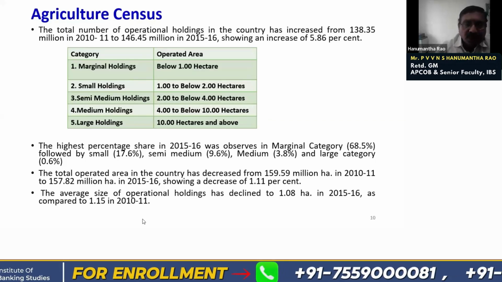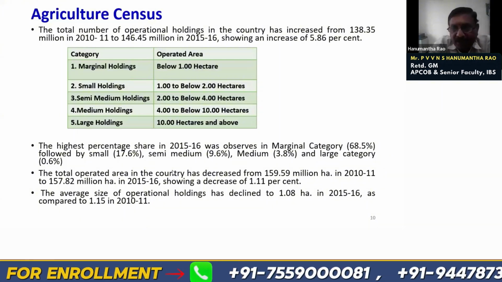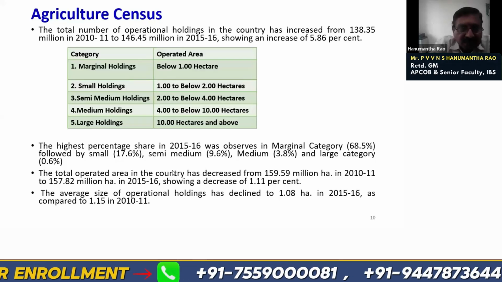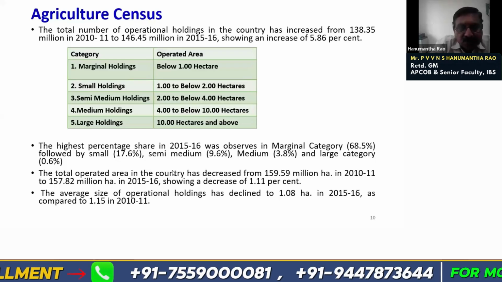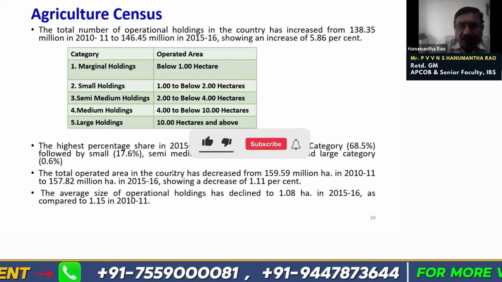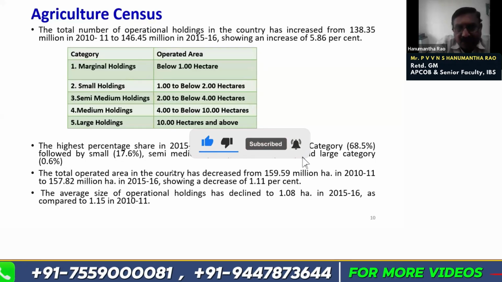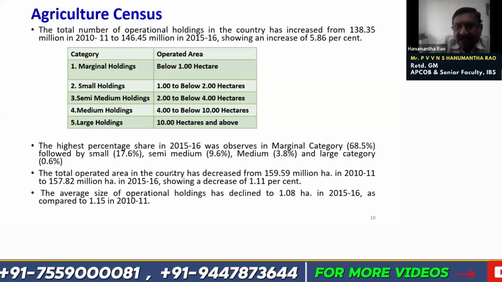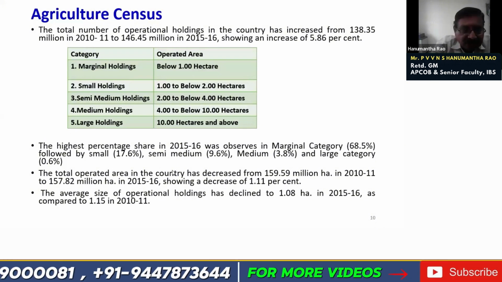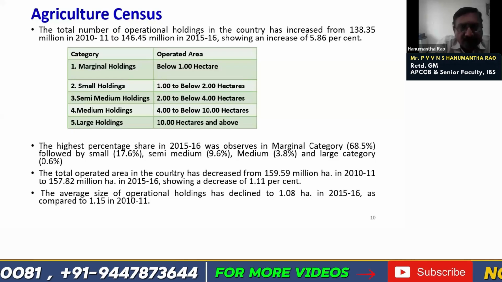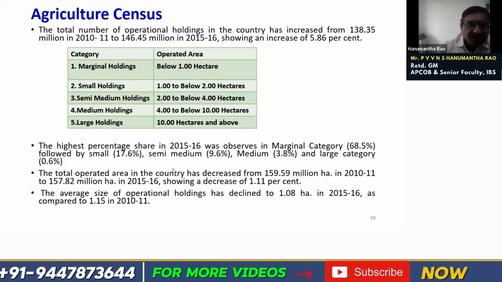The total operated area in the country has decreased from 159.59 million hectares in 2010-11 to 157.82 million hectares in 2015-16, showing a decrease of 1.11%. Next one is the average size of operational holdings has declined to 1.08 hectares in 2015-16 as compared to 1.15 in 2010-11. Please remember these two statistics also.